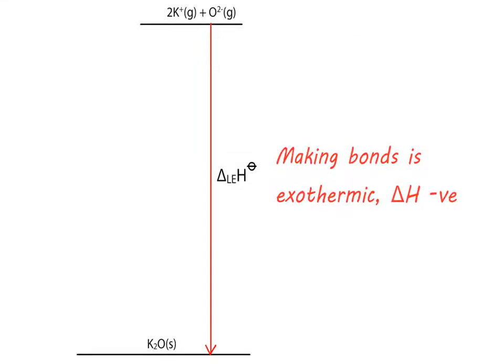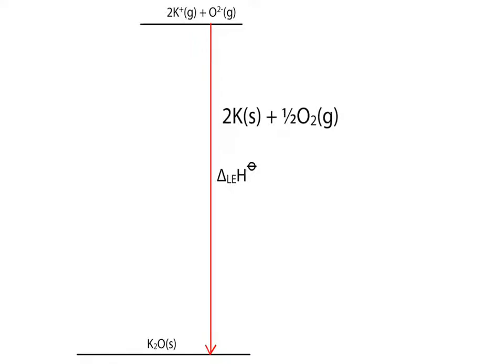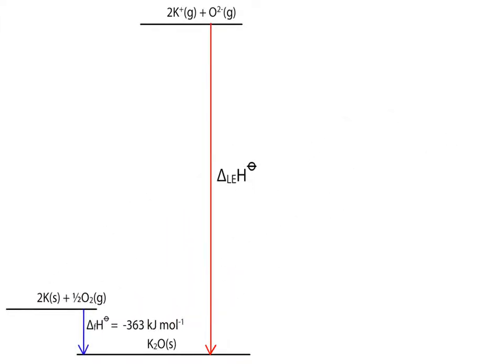Now let's start with the elements as we find them under standard conditions in their standard states. The enthalpy change in forming the ionic lattice from its elements in their standard states we have come across before as the standard enthalpy of formation, and we can look this up for potassium oxide and add this to our Born-Haber cycle. We need to find the enthalpy change in turning our elements in their standard states to gaseous ions. We do this by working out each energy step in turn.